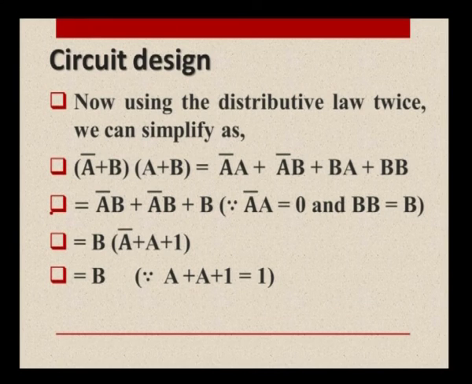Let us continue to take up the expression for further simplification. Now, using the distributive law twice, we can simplify the given expression in this manner. So, this is the expression we have seen in the previous slide. This is the typical expression we have taken up for our discussion, and by distributive law we can open the brackets here, the OR and the AND can be distributed across the variables. So, A bar A, A bar B, BA and BB, all separated by the OR operation, we are getting.